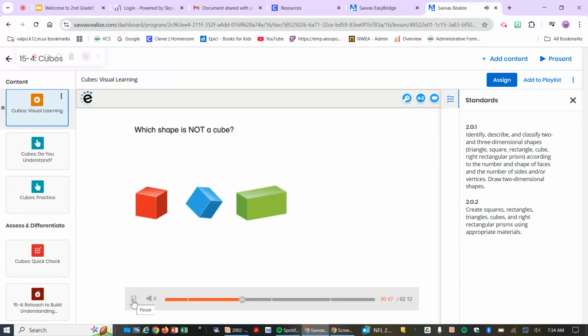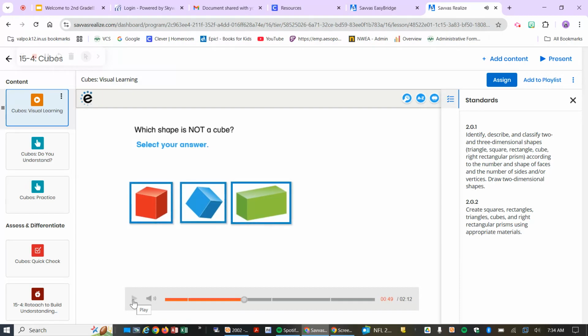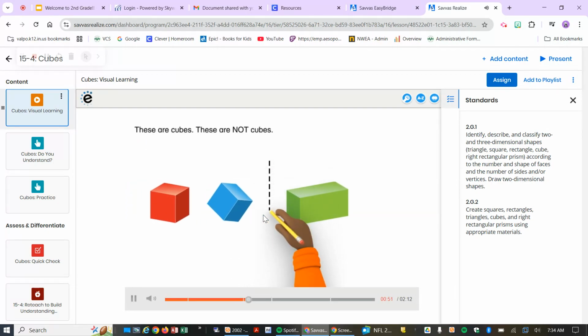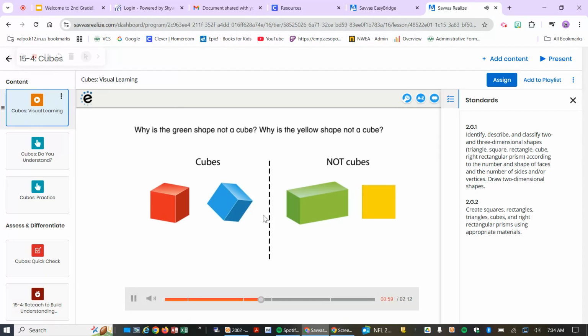Which shape is not a cube? Select your answer. Okay, we can tell just by looking that this green one is not a cube. These are cubes. These are not cubes. Why is the green shape not a cube? Why is the yellow shape not a cube?